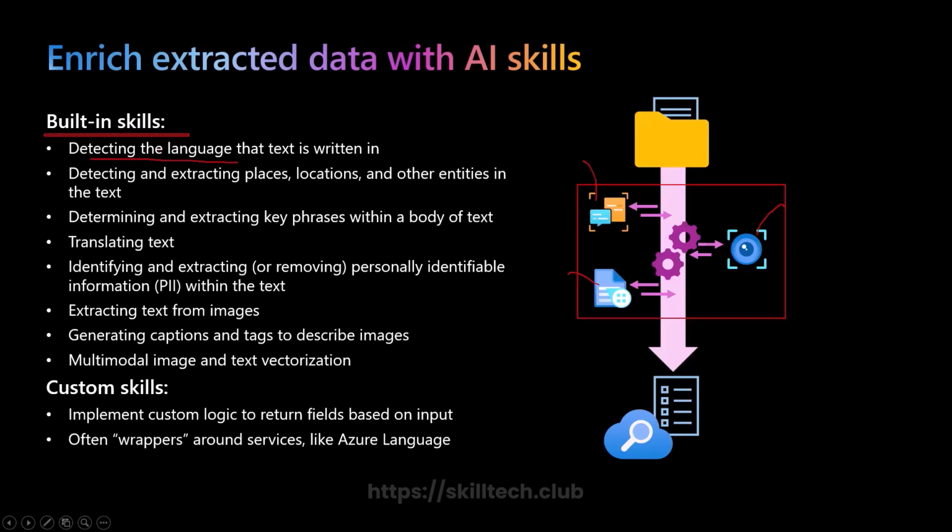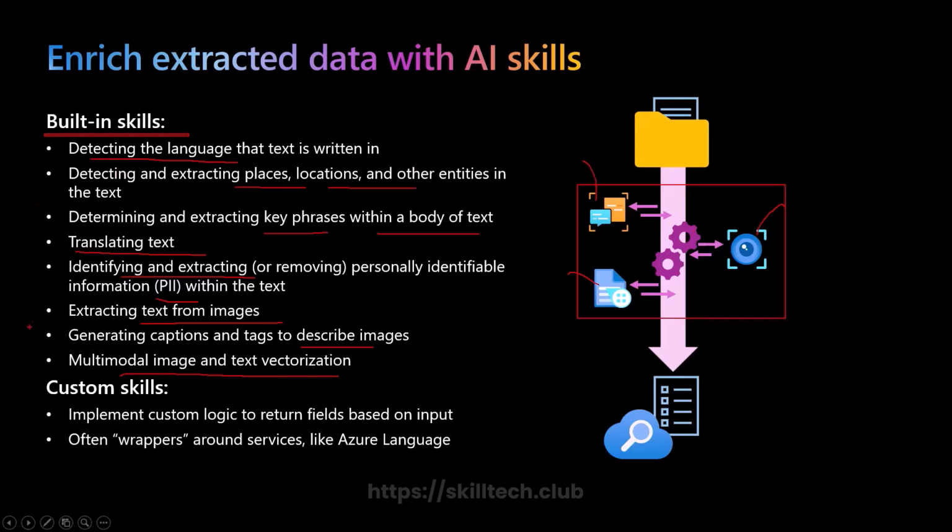Maybe you can detect the language that the text is written in. You can detect and extract places, locations, and other entities in the text. You can determine and extract key phrases from the body of the text. You can also translate from one language to another. You can identify and remove PII, personally identifiable information. You can extract text from images using OCR. You can generate captions and tags describing images. You can use multimodal image and text vectorization. All of these things are going to happen in this AI enhancement, or AI enrichment, step.